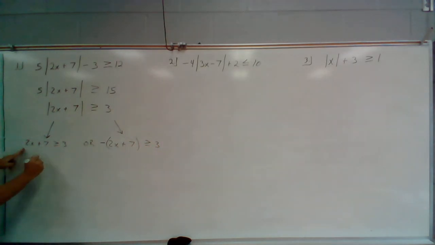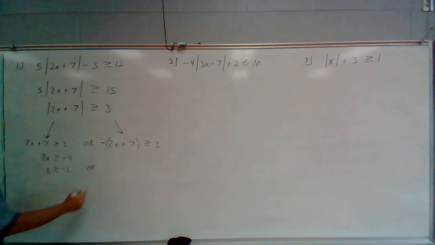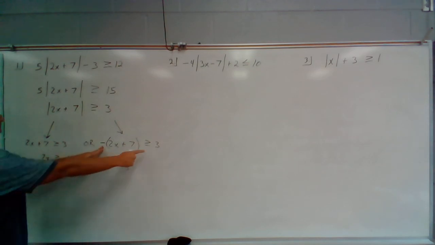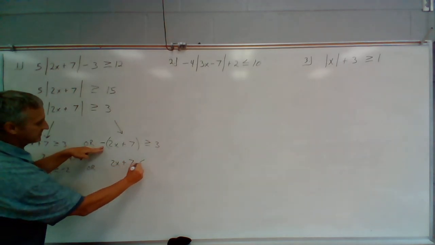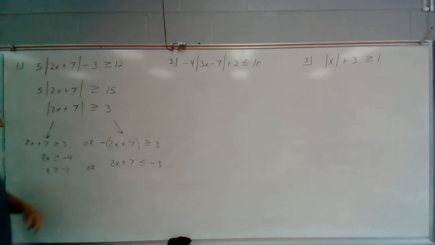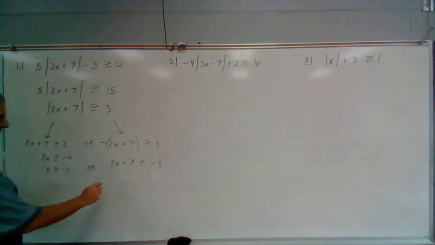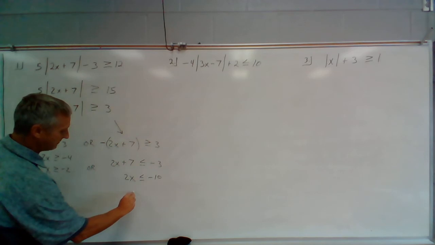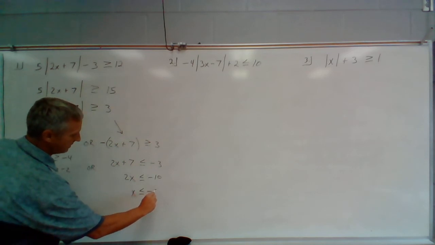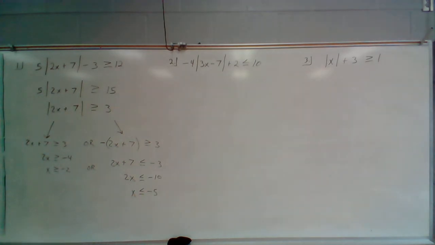All right, subtract 7 from both sides. I get -4, divide both sides by 2. X is greater than or equal to -2. Or multiply both sides by -1. Remember to flip the way this points. 2x plus 7 is less than or equal to -3. I'm going to subtract 7 from both sides. 2x is less than or equal to -10. Divide both sides by 2. X is less than or equal to -5.